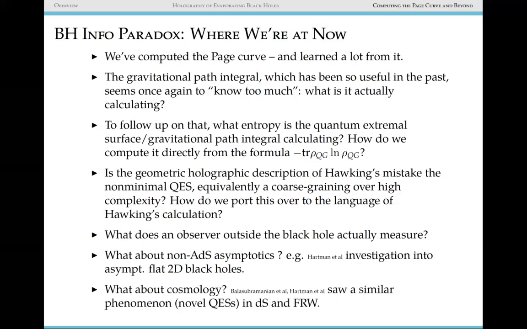Now, what about cosmology? Cosmology is hard because using Euclidean gravity for cosmology is very difficult. There has been some progress on this front. There are novel quantum extremal surfaces in de Sitter and in FRW, but it's not 100% clear yet what they're doing, how seriously we should take those, given that we have neither an AdS/CFT nor a gravitational path integral understanding of those. So with that, I am exactly on the dot.